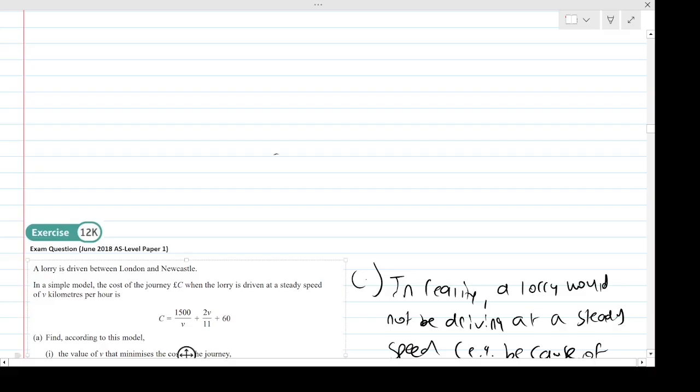Once we've got to that point, then we can just differentiate, find the minimum or the maximum value, and perhaps even differentiate again to prove that's a minimum or maximum by checking the sign of the second derivative. But hopefully you've got an idea now how to tackle these modelling questions.